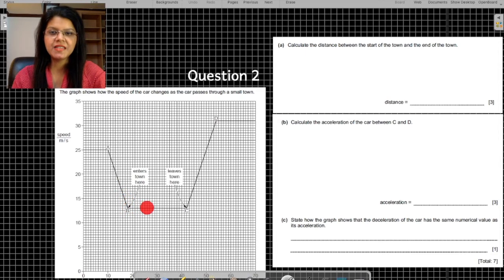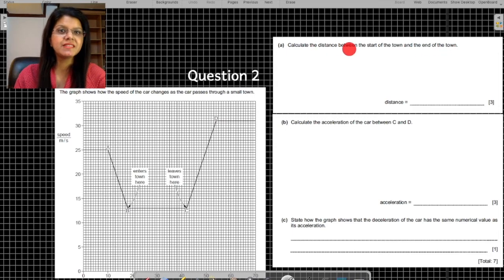Then inside the town, it is moving at a constant speed. Again, it is a speed time graph, constant speed. Speed is lower because it is in a town, so higher traffic. Now it is entering the highway, it is leaving the town, again it is accelerating, and then after leaving the town, it again picks up a higher constant speed. Calculate the distance from the start of the town and the end of the town. You have to calculate the distance between the start of the town and the end of the town.